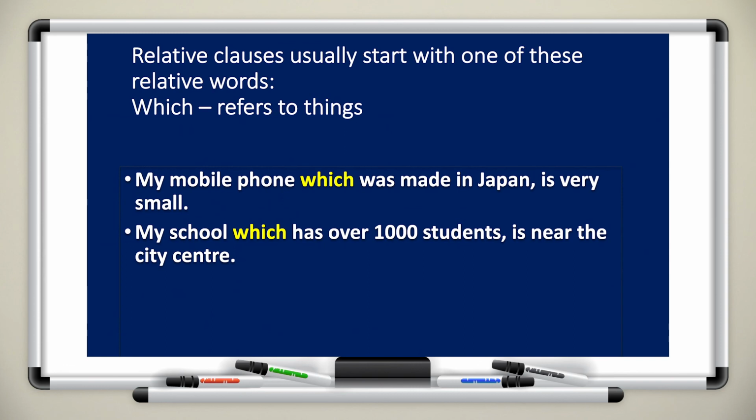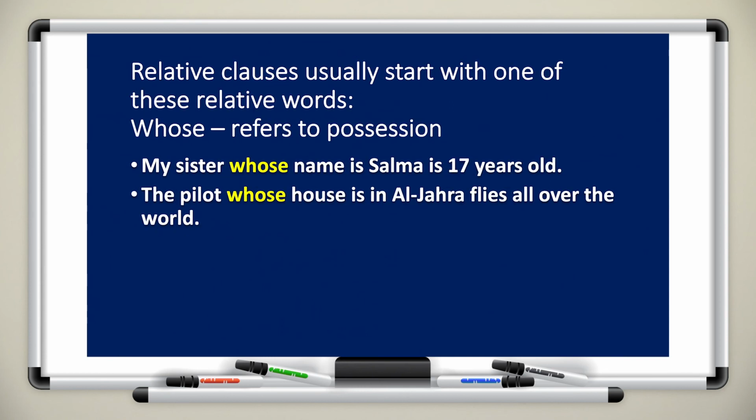Now, the word which, we said, refers to things. My mobile phone, which was made in Japan, is very small. We can also say, my school, which has over 1,000 students, is near the city center. Whose, we said, refers to what? Refers to possessions. So we'll say, my sister, whose name is Selma, is 17 years old. The pilot, whose house is in Al Jahra, flies all over the world.